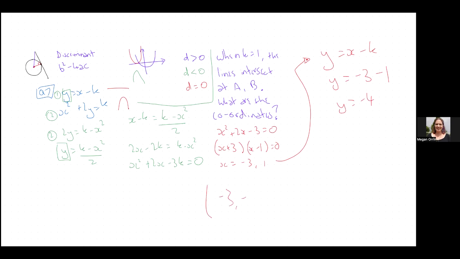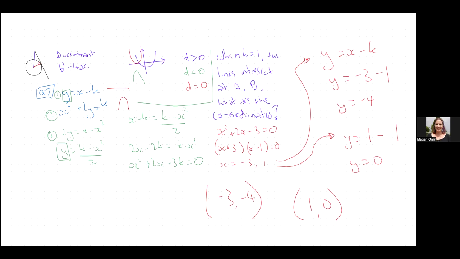And then let's do it again. So y equals x minus k. So then y is 0. So then the next one is 1, 0. So these are the two coordinates where this line intersects this curve. I know that was a lot of stuff.